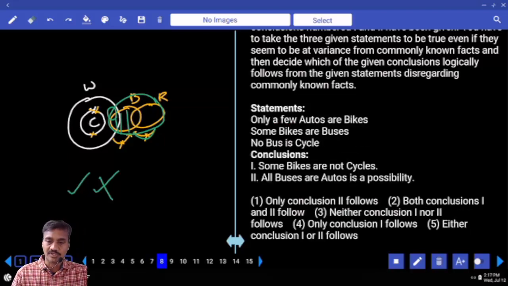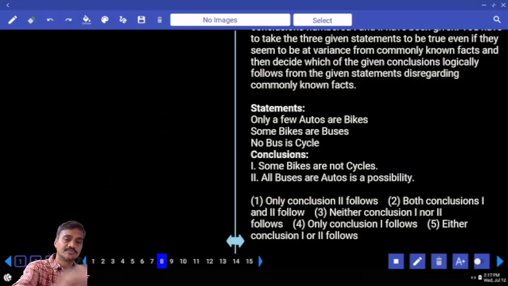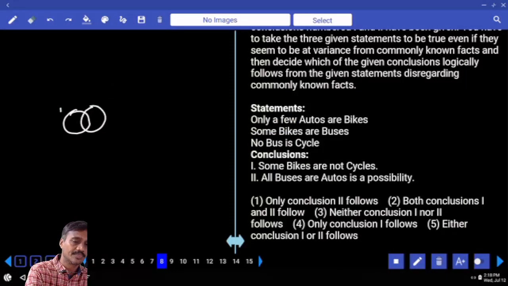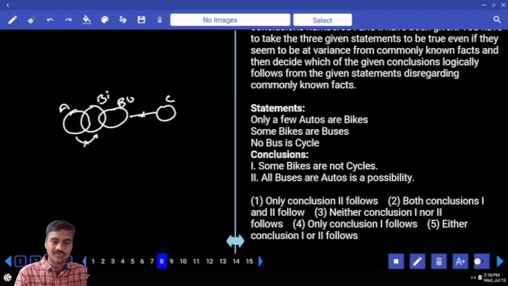The next one, question 8. Only a few autos are bikes. Only some autos are bikes, but not all. And some bikes are buses. Now some bikes are buses, bike and a bus. And no bus is a cycle, no intersection between a bus and a cycle. And first one, some bikes are not cycles. Now no bike is a cycle, some bikes are not cycles is true. And all buses being autos is a possibility.